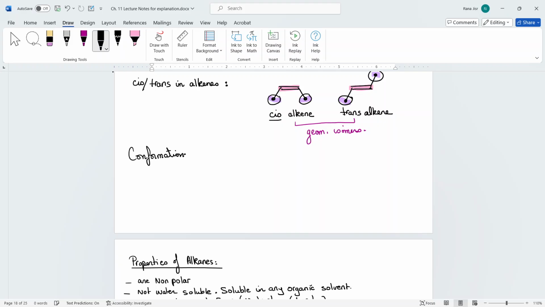Okay, what is conformation? Conformation is not an isomer. Conformation is a simple term that we give whenever we rotate, and we rotate around the carbon single bond carbon. So conformation is simply the rotation around a carbon single bond carbon. So you don't have cis and trans in here.